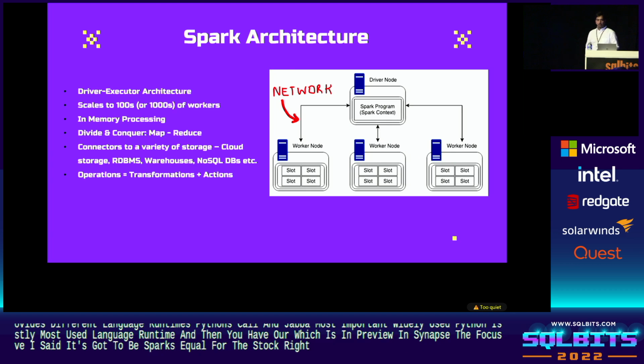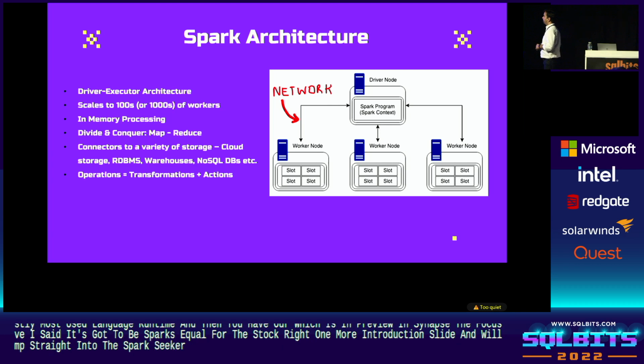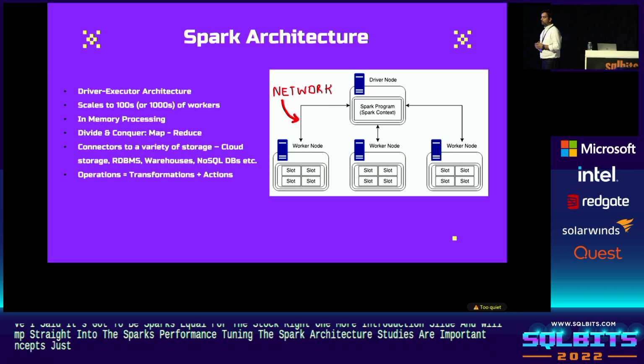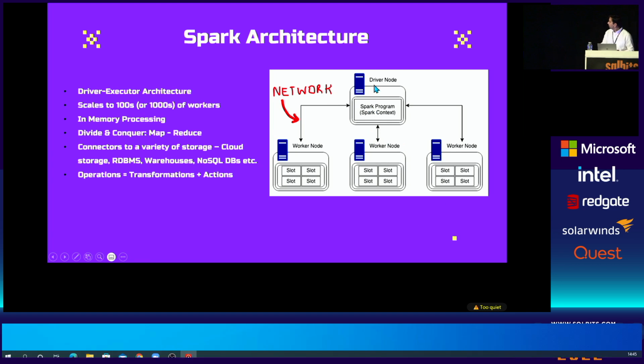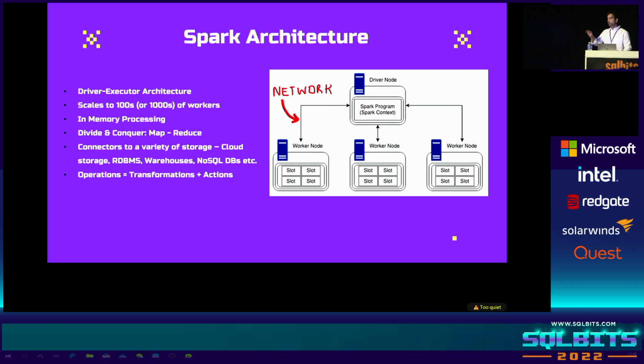Right. One more introduction slide, and we'll jump straight into the Spark SQL performance tuning. The Spark architecture: these are important concepts, so just a refresher. Spark has a driver and executor architecture. You'd see the driver node on the right-hand side, and then you have the Spark context in the driver process. The driver process runs within the driver node.